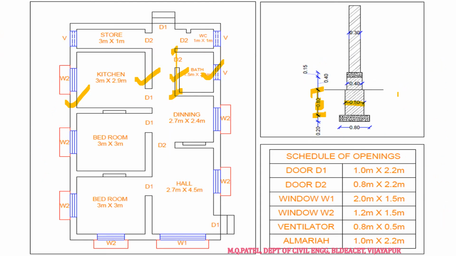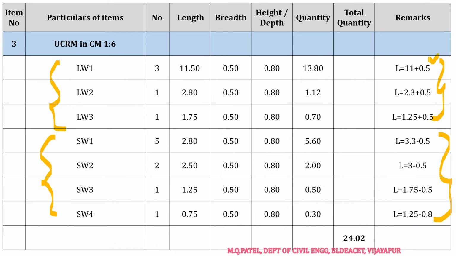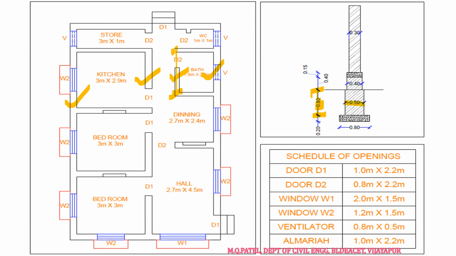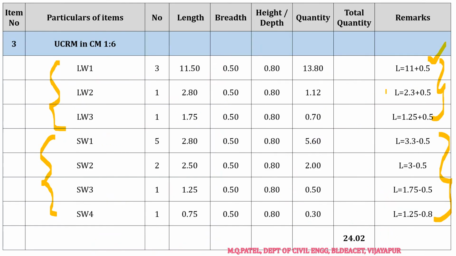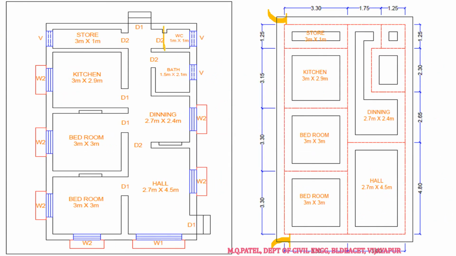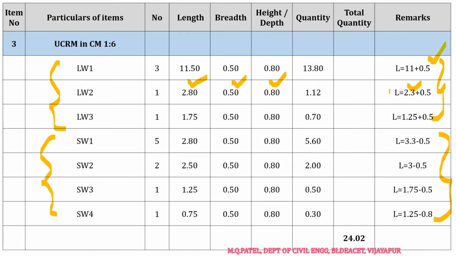As the width of the item is 0.5, the same thing we are going to add here, 0.5. So 2.3 is the center to center distance plus 0.5, it will be 2.8. This will be 2.8 by 0.5 by 0.8. Then next comes this wall length, which is 1.25. 1.25 plus 0.5 is 1.75. So if you do the calculation, this will be over.